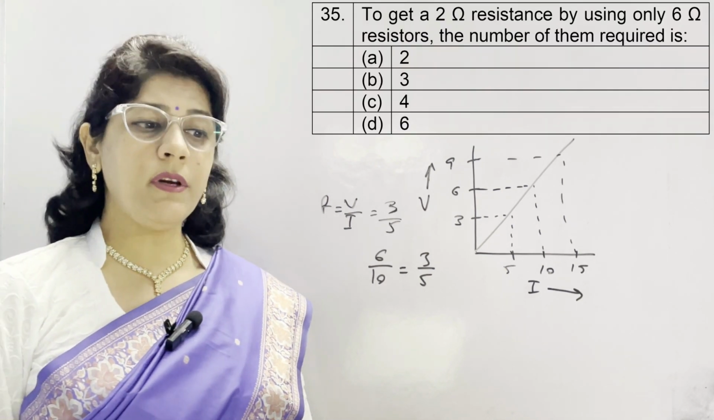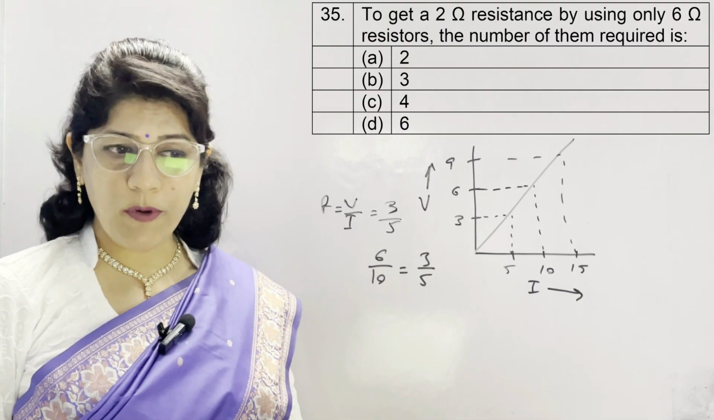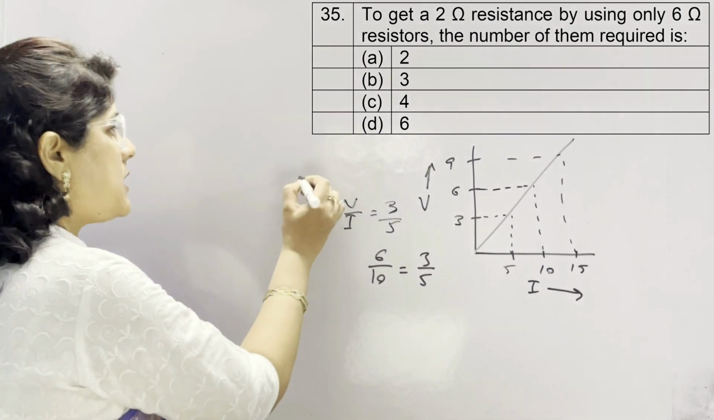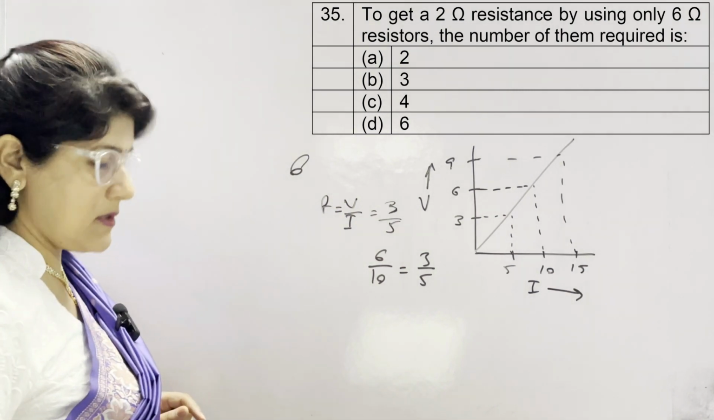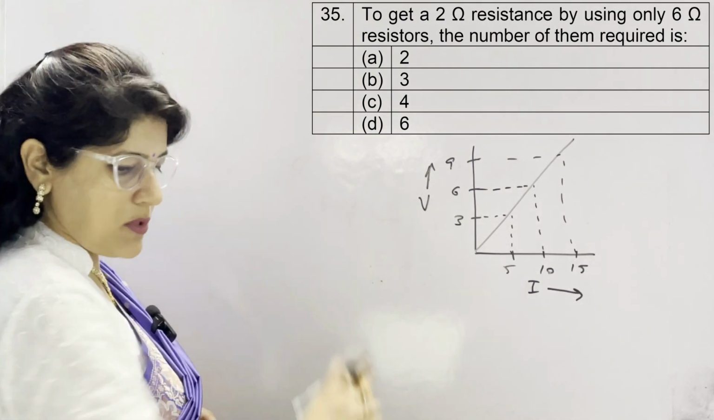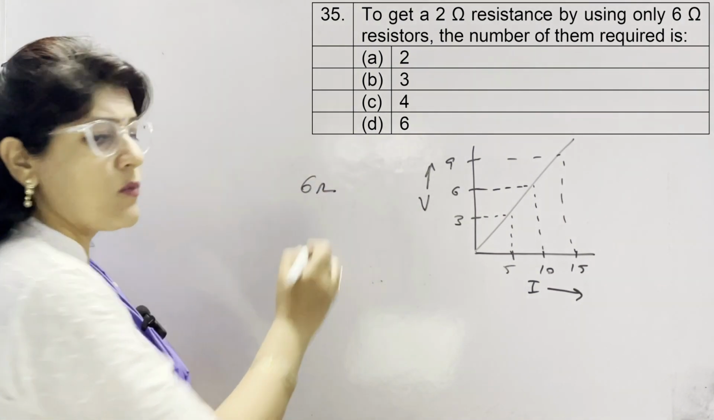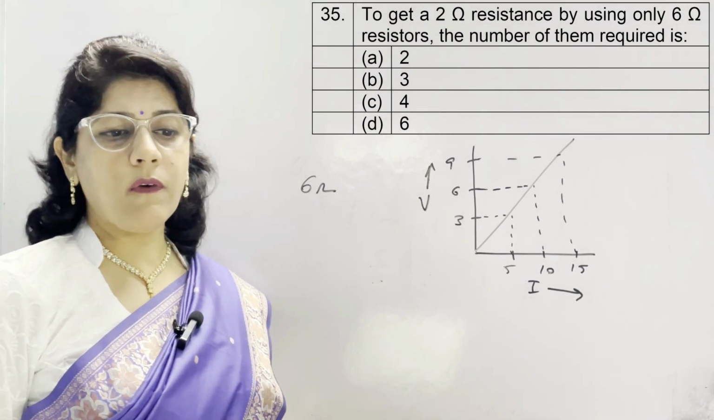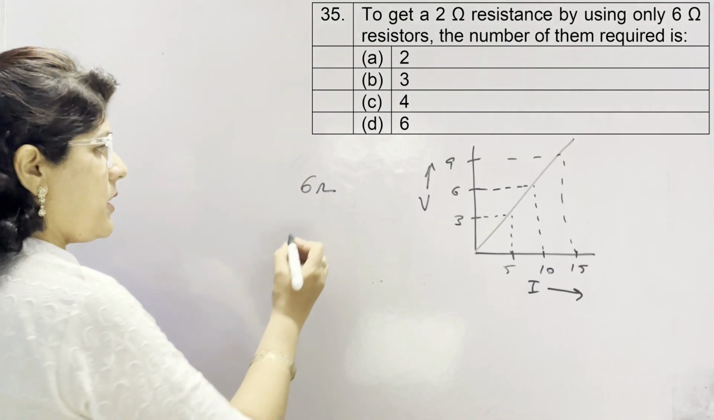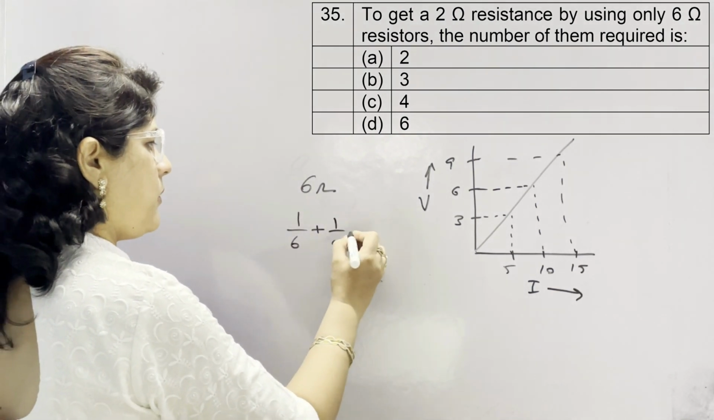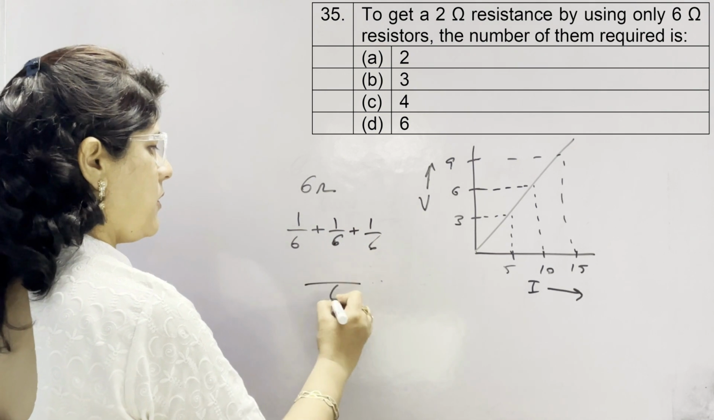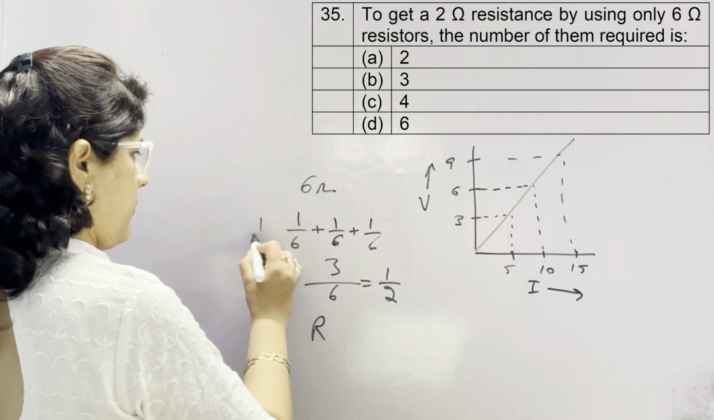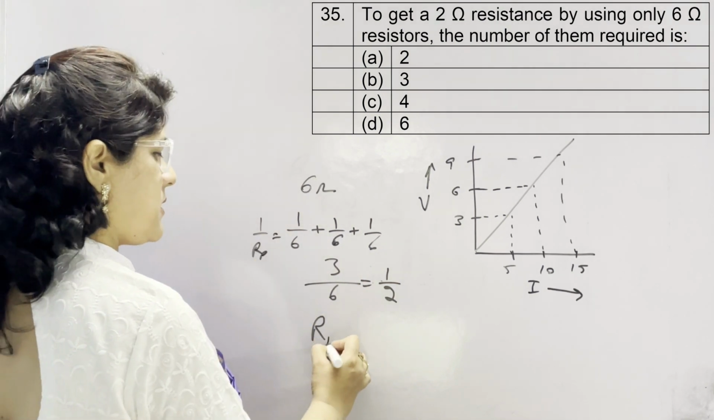In question number 35, to get a 2 ohm resistor by using only 6 ohm resistors, हमारे पास 6 ohm की वैल्यू वाले रेजिस्टेंसेस हैं. सारे रेजिस्टेंसेस की वैल्यू 6 ओम गिवन है. कितने यूज करेंगे कि आंसर 2 ओम की रेजिस्टेंस ओवरऑल में आ जाए? नंबर ऑफ देम रिक्वायर्ड इज, कितना होना चाहिए? 1/6, 1/6, 1/6 कितना हो जाएगा 3/6 इट मीन्स 1/2.